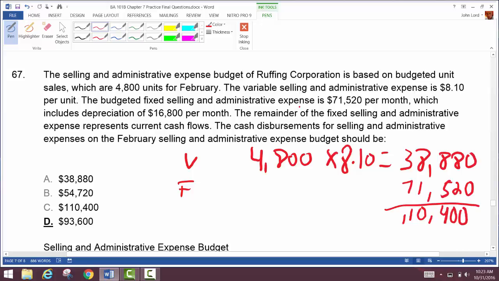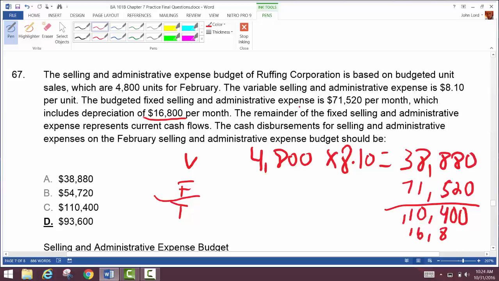Okay. And that gives us our total selling administrative expenses. Right. Now, it also tells us that we have to account for our depreciation. Depreciation's a non-cash, and we're trying to come up with a cash budget, right? Yes. Okay. So you want to subtract that out? Yeah, and it tells us that depreciation is 16,800 per month.